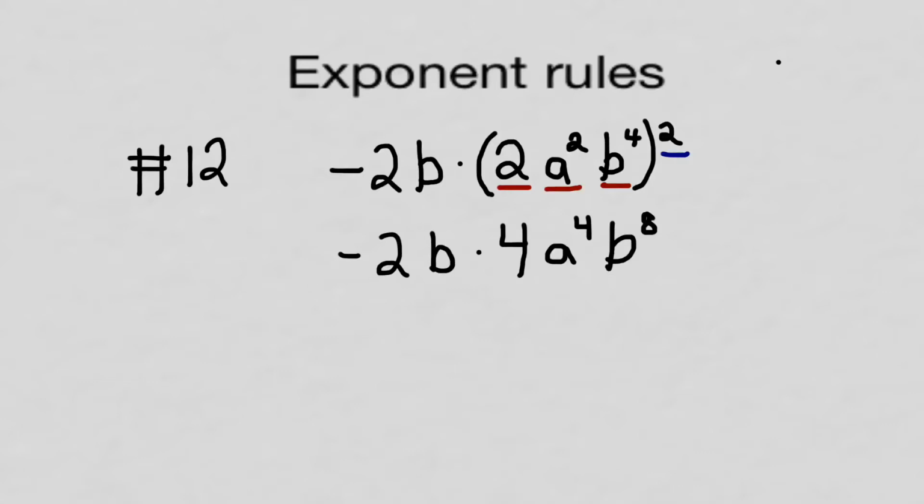Now, I'm just going to take care of my coefficients, my numbers. Negative 2 times 4 is going to give me negative 8. I'm going to take care of my b's. B to the first times b to the 8th, I just add exponents. That's going to give me b to the 9th. And I just bring down my a's, a to the 4th. That's the answer. If you got confused on any part of that, just stop it and rewind it.